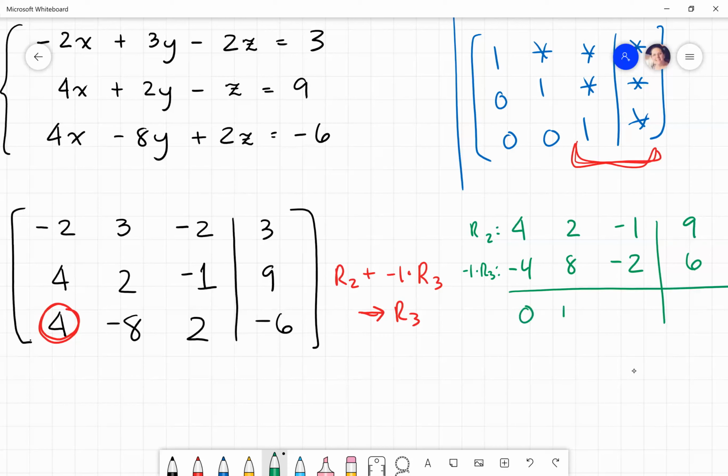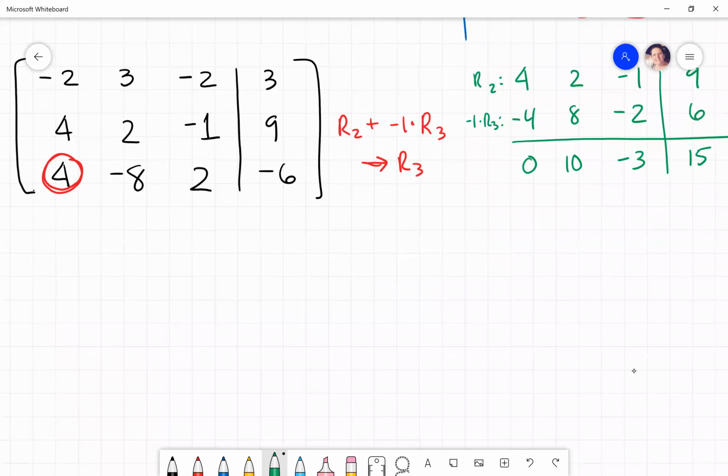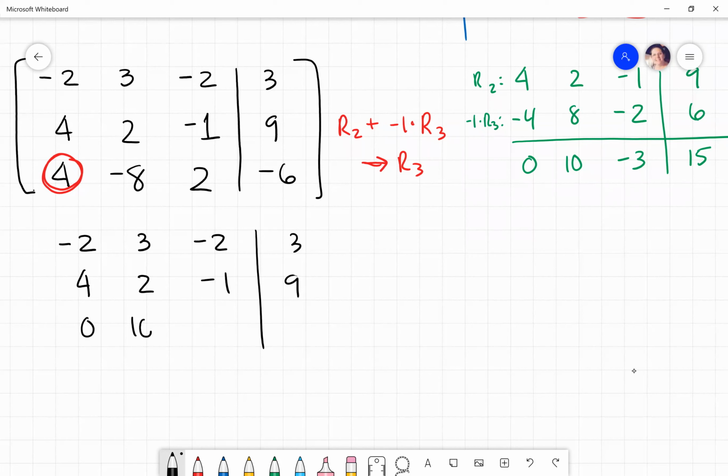0, that's what we wanted. That's a 10. That's a -3, and 9 plus 6 is 15. Right? Right. Okay. So now this becomes our new row 3. So let's scroll up here. We're going to make a new matrix. The first 2 rows have not changed, so I'm just going to rewrite them. We get -2 and 3 and -2 and 3. Second row stays 4, 2, -1, 9. And the third row is now 0, 10, -3, 15.